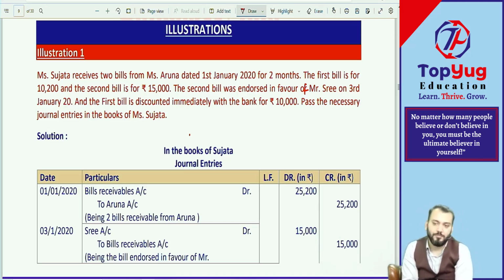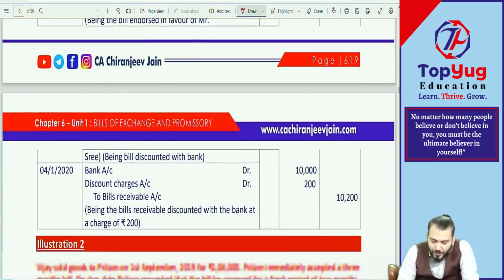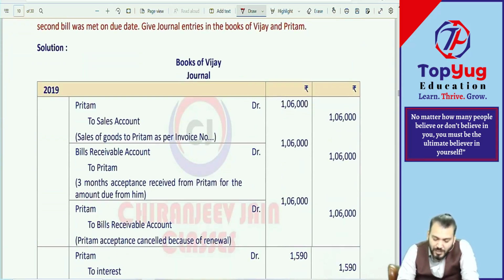You will do. Do fast. Narration, ignore. Narration you can write in the exam. Being bill received, accepted bill received from. Correct? If you want to write narration, homework. At home you write narration. Let's see who is doing fast.